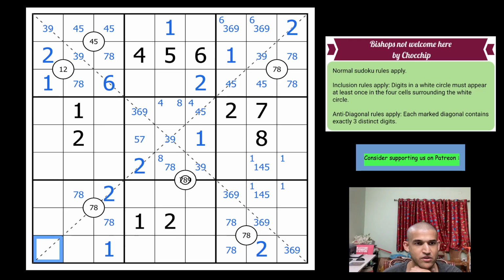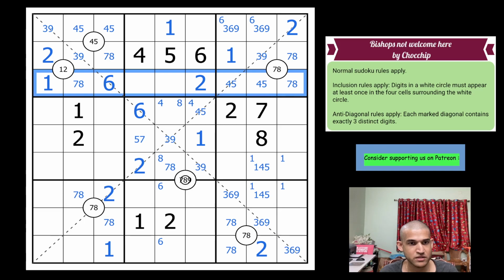Okay. No 6 here, no 6 here. So 6 is forced here. And that forces 6 in this domino. In these two cells is what I meant to say. Look at row 3. This can be filled in. Must be a 3, 9. And this can be filled in now. It must be 7, 8.